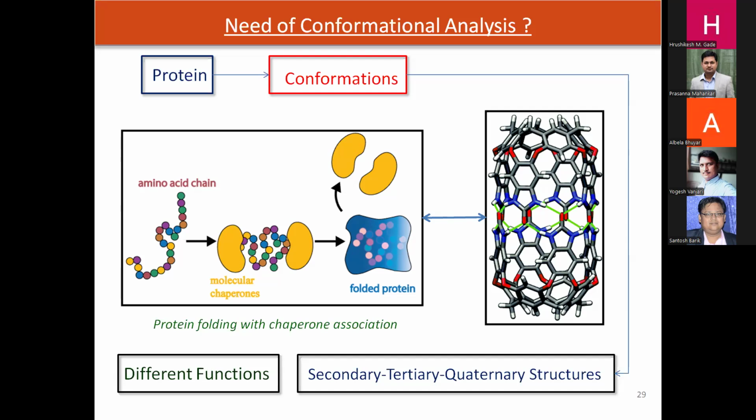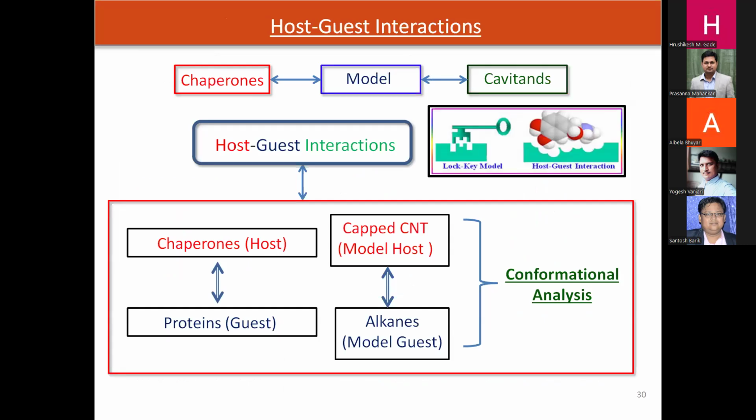So if we simplify that system, this is a diagram of this particular host, which is called a chaperone. We try to model that structure using a capped carbon nanotube, a similar kind of structure, and for the very basic format of protein, we took an alkane. So we try to formulate an analytical method using molecular dynamics simulation, and then that can be explored further for particular applications. That's the basic structure that we try to explore. That's the correlation between the chaperone protein host case and the capped CNT alkane host case for conformational analysis.